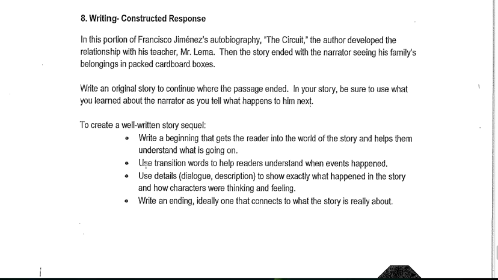Use transitional words to help readers understand when events happened. Use details such as dialogue and descriptions to show exactly what happened in the story and how characters were thinking and feeling. Write an ending, ideally one that connects to what the story is really about.